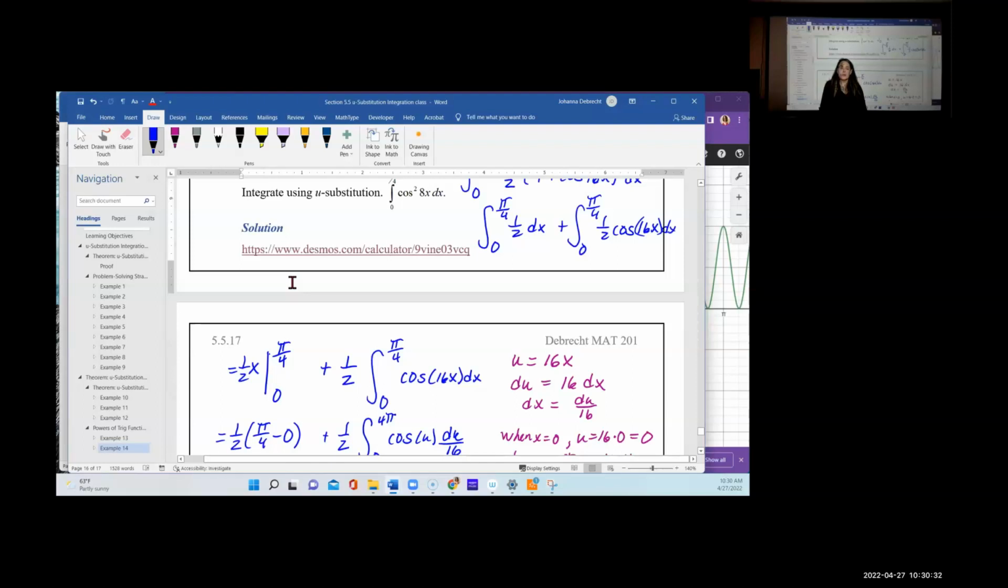Okay, the next thing we want to do is take a look at integrals that specifically involve exponentials and logarithms. And we will be doing u-substitution quite often when we're integrating with exponentials and logarithms.